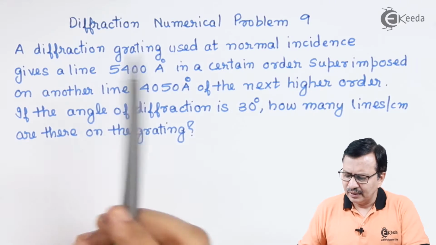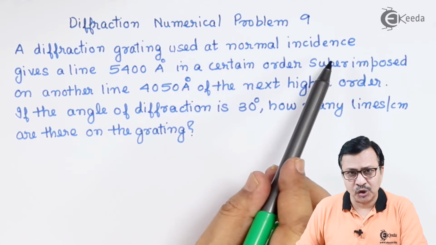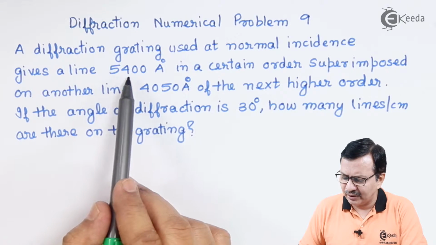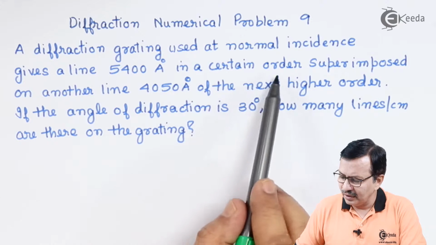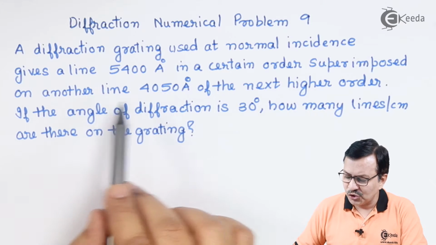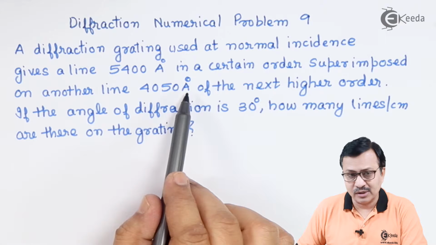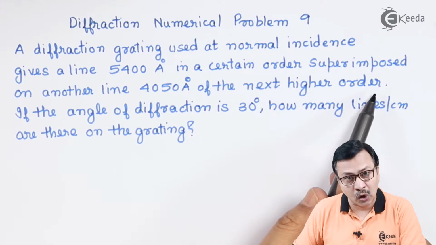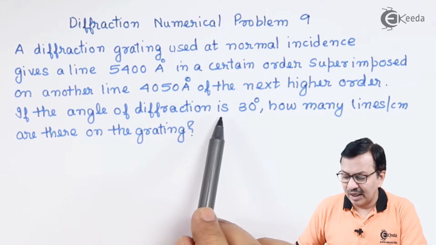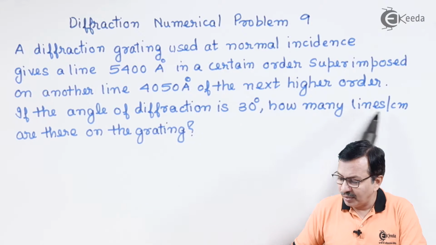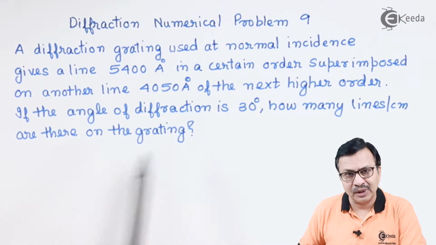Here is the problem. A diffraction grating used at normal incidence gives a line 5400 angstroms in a certain order superimposed on another line 4050 angstroms of the next higher order. If the angle of diffraction is 30 degrees, how many lines per centimeter are there on the grating?